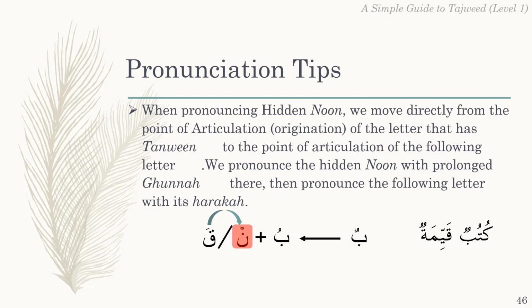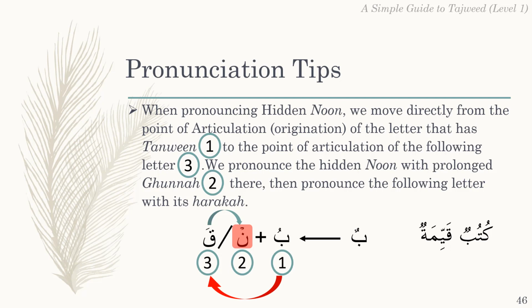Pronunciation tips. When pronouncing hidden noon, we move directly from the point of articulation of the letter that has tanween, number 1, to the point of articulation of the following letter, number 3. We pronounce the hidden noon with prolonged ghunna, number 2, there, then pronounce the following letter, number 3, with its harakat. So you won't go to the point of articulation of noon at all. Directly move from number 1 to number 3.